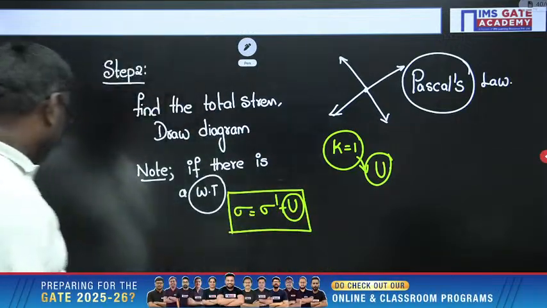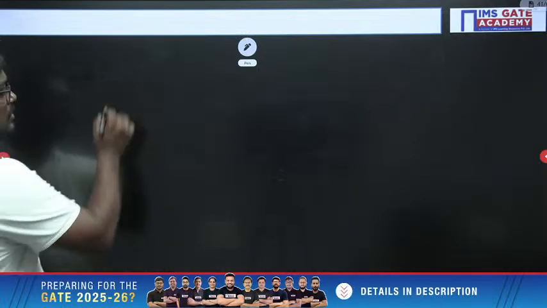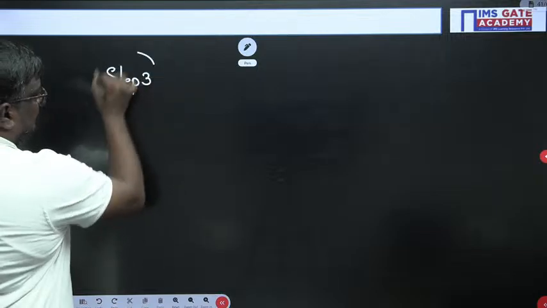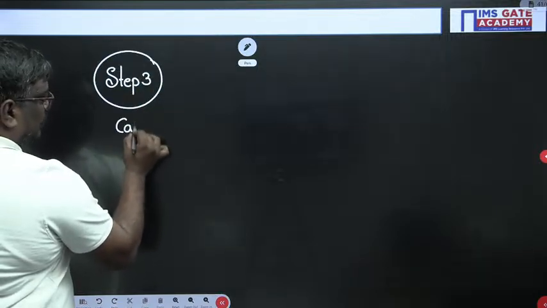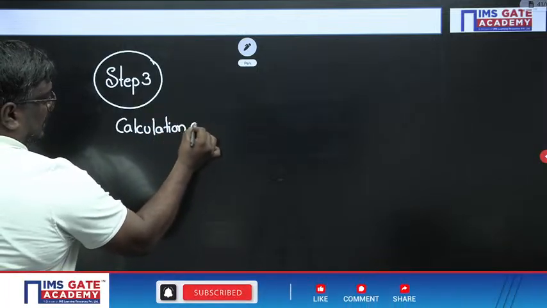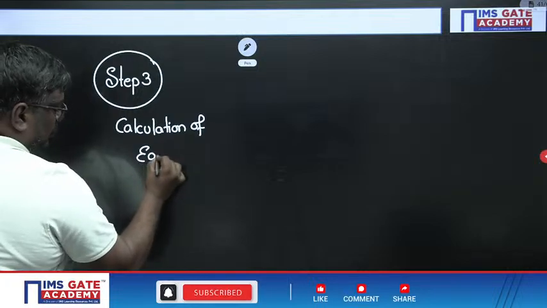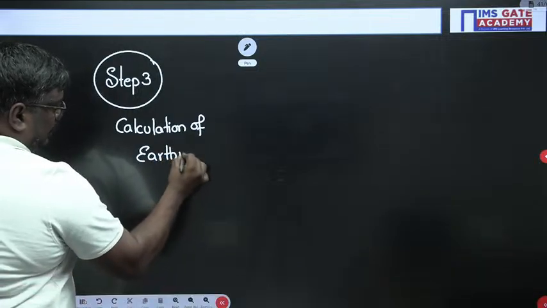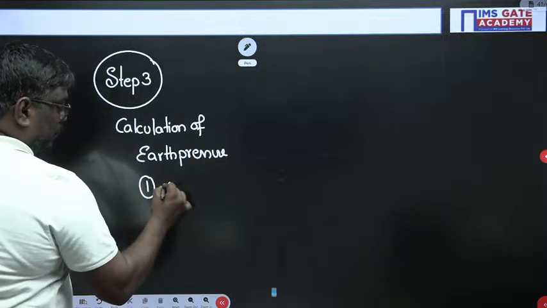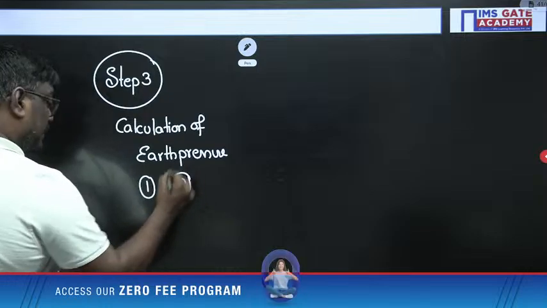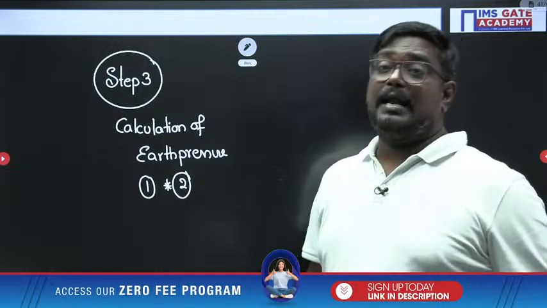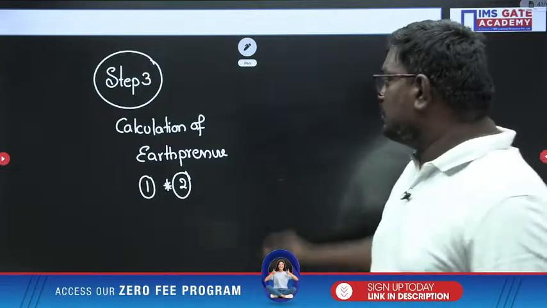Now see, students, step 3. What is step 3? Step 3 is nothing but calculation of earth pressure. From these steps you can just multiply 1 with 2. But in the calculation of earth pressures, there can be active earth pressure or a passive earth pressure or anything.